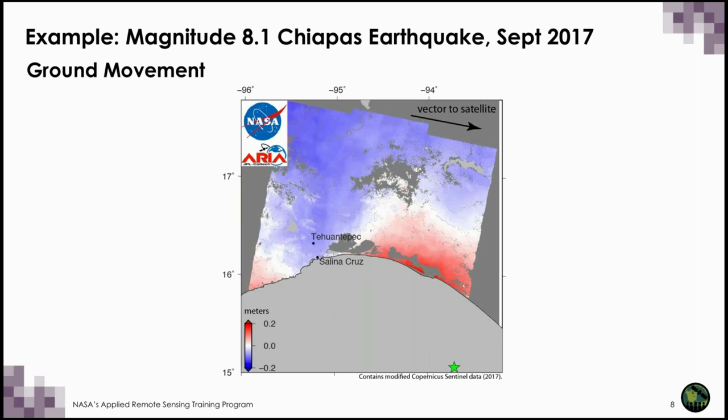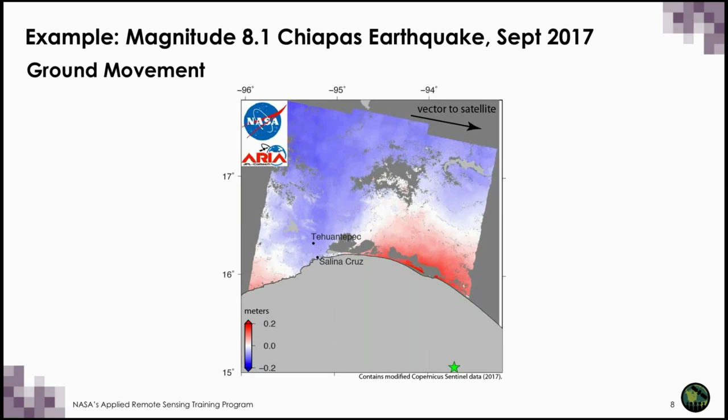The blue indicates the areas that moved away from the satellite, mostly downward or westward, by as much as 15 centimeters or about 6 inches. The gray areas are either open water or heavy vegetation, and heavy vegetation prevents the radar from measuring change between the satellite images. The green star down here in the ocean shows the location of the earthquake epicenter as estimated by the United States Geological Survey, or USGS, National Earthquake Information Center.